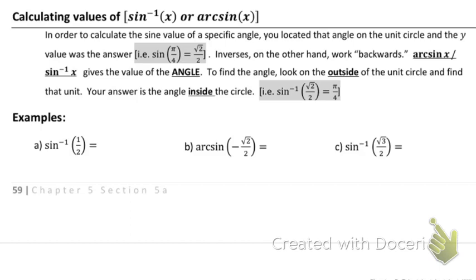So sine gives you a number. Sine inverse will always give you the angle where that number occurs at. So sine inverse gives you an angle. Sine gives you a value. That's important to know. Sine inverse gives you back out an angle every single time. So let's go ahead and try this. So we're going to do sine inverse of 1/2.